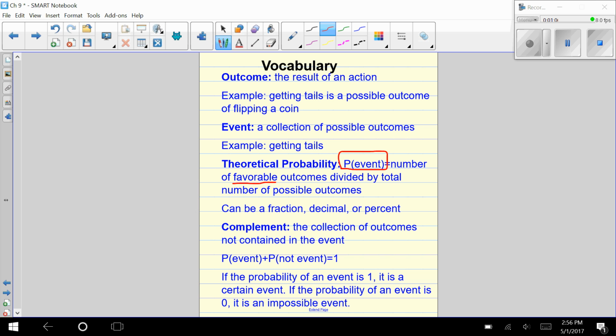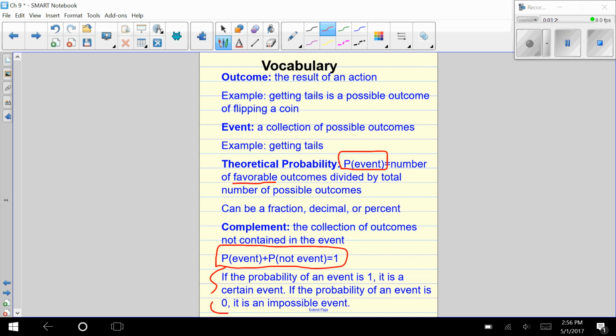The complement is the collection of outcomes not contained in the event. So if I'm flipping a coin and my event is tails, the complement is heads. Now this is very important. The probability of an event and the probability of the event not happening add together to make one. An event can either happen or it doesn't happen. There is no in between.